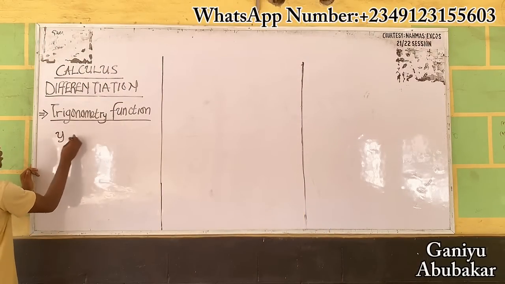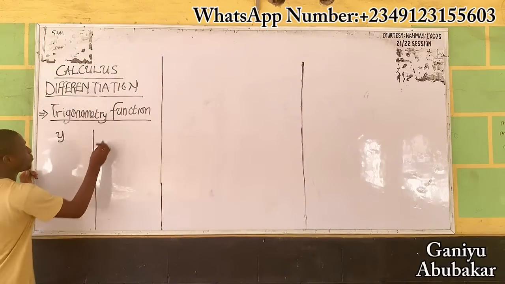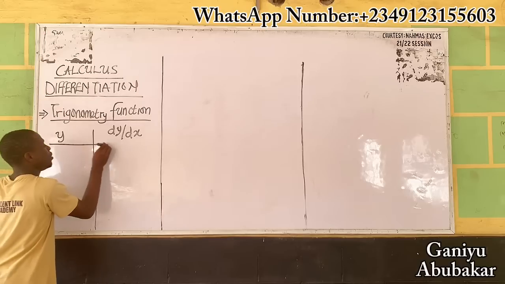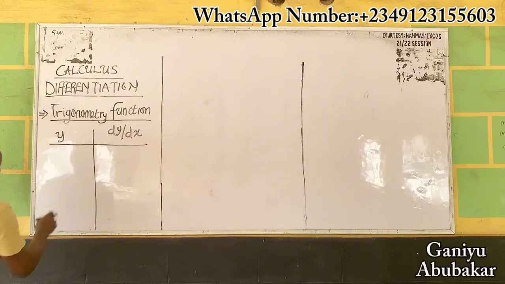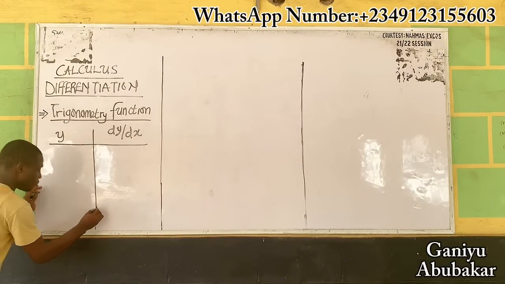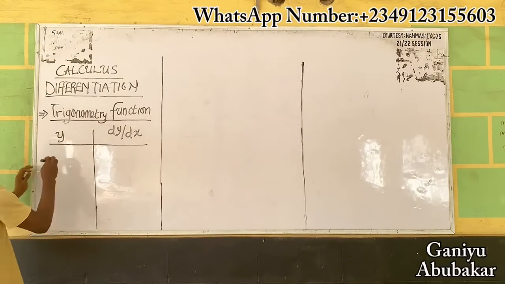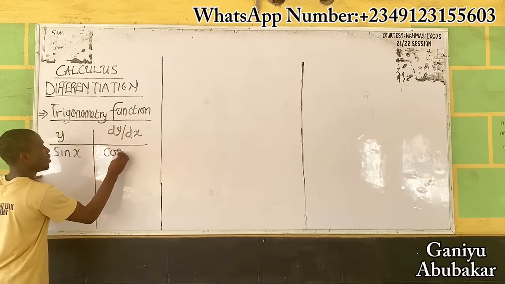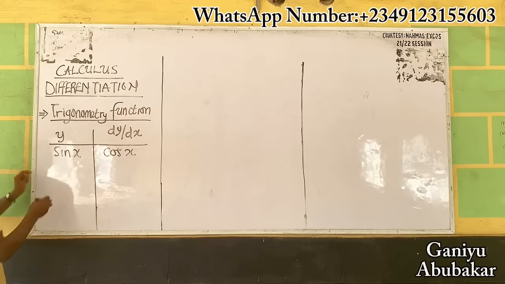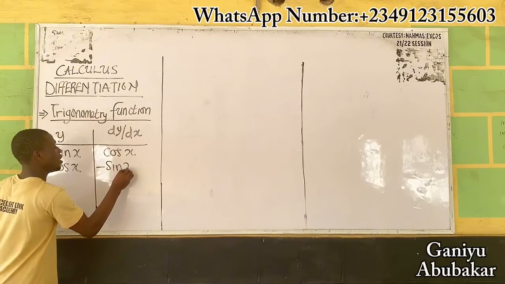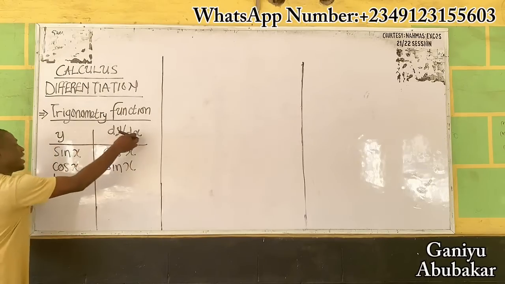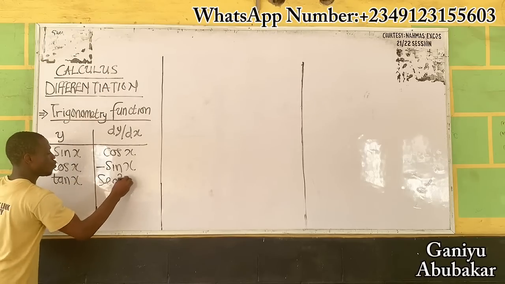So I have my y column and I have the dy over dx column. This table is very important, please. It helps you in your process of understanding trig function. So copy this down. Given that y equal to sine x, dy over dx is cos x. Given that y is equal to cos x, dy over dx is minus sine x. Given that y equal to tan x, dy over dx will give sec squared x.